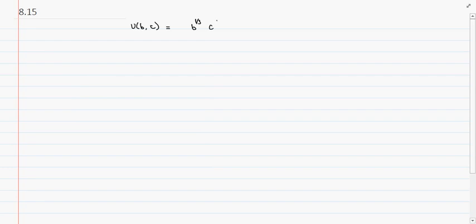Okay, so we're going to do question 8.15. In this question we are given Cobb-Douglas utility function equal to B to the power of a third, C to the power 2/3. The consumer is willing to spend an income of $30 where the initial price is PC0 of 2.5, PB of 1 and an income of 30.